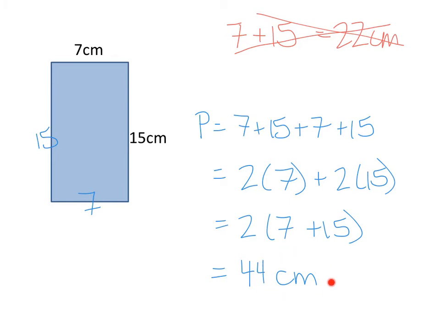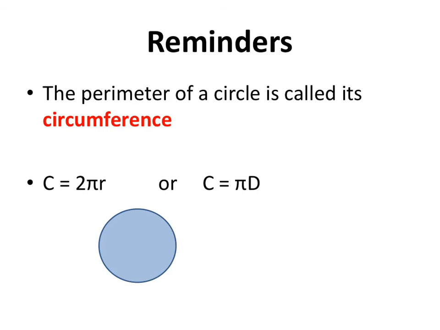And this is a good time to remind ourselves that our answer does need to include those units of length, in this case, centimeters. Another reminder when we're dealing with perimeter is about circles. The perimeter of a circle gets a special name. It's called the circumference of the circle. We can represent the circumference of this circle as either 2 multiplied by pi, multiplied by the radius of the circle, or as pi multiplied by the diameter of the circle.